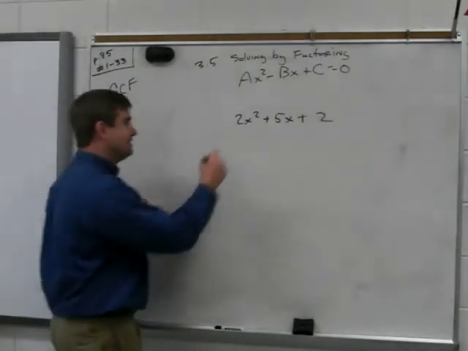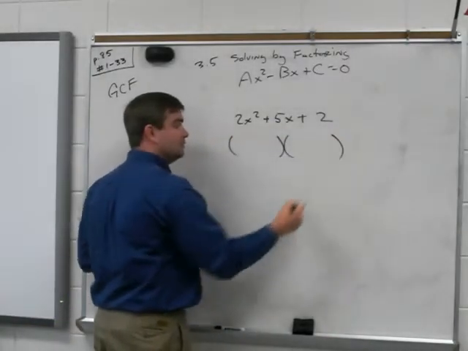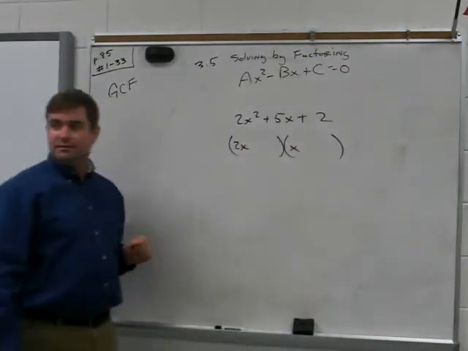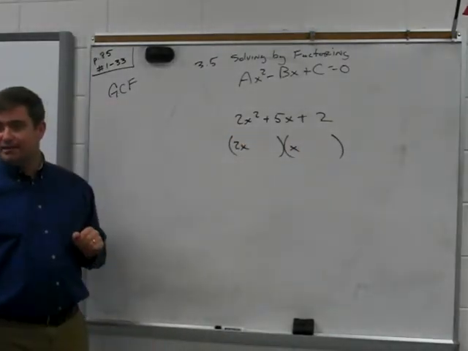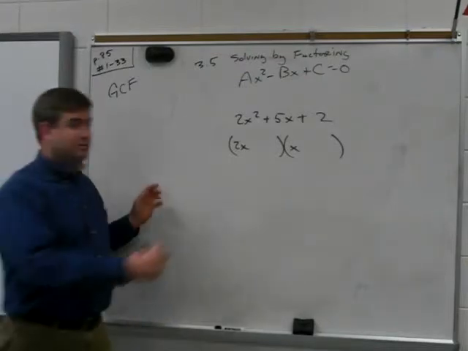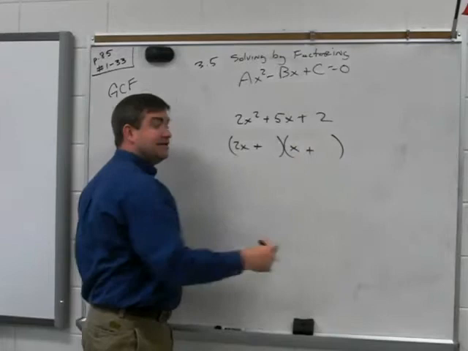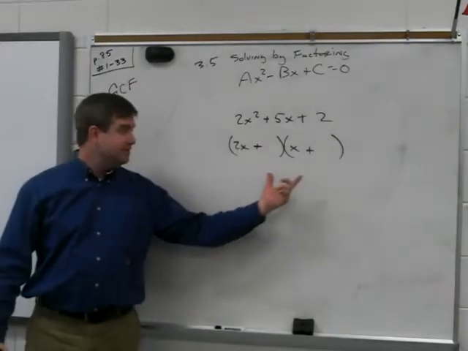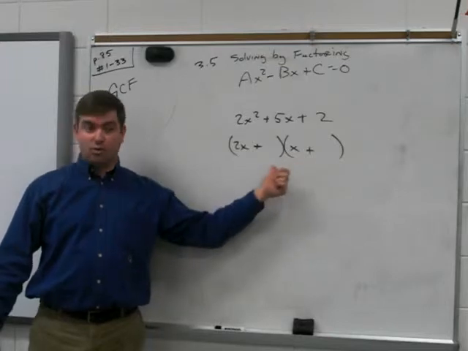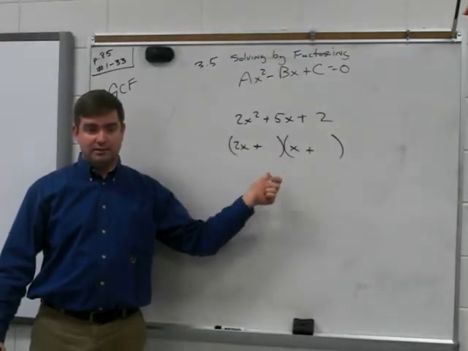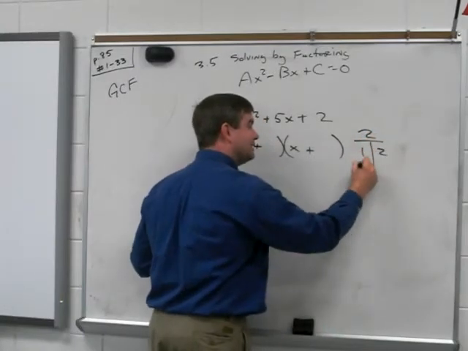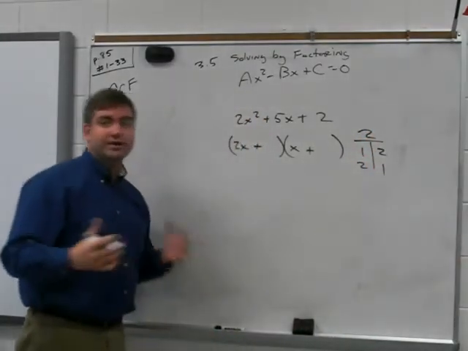Why is this problem easy? You know that you got 2x and x, because that's all it can be. You know your signs. What do your signs have to be? Plus and plus. Then you only have one other choice for the second blanks. What do your two blanks have to be? Either 1 and 2 or what? 2 and 1. Why? Because 2 is a prime number, right? It only has one factor. 1 and 2 or 2 and 1.